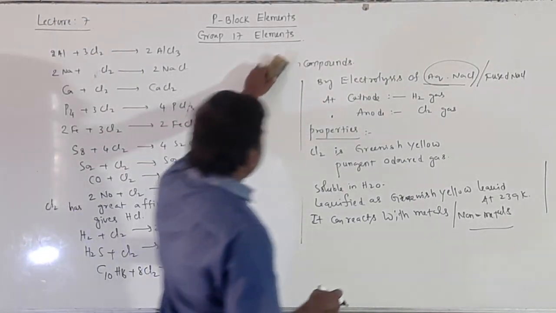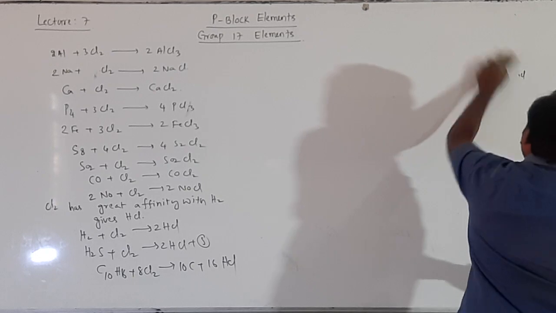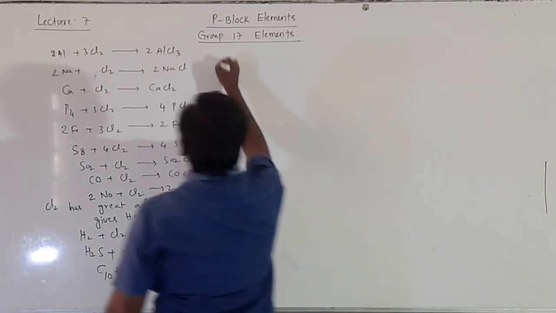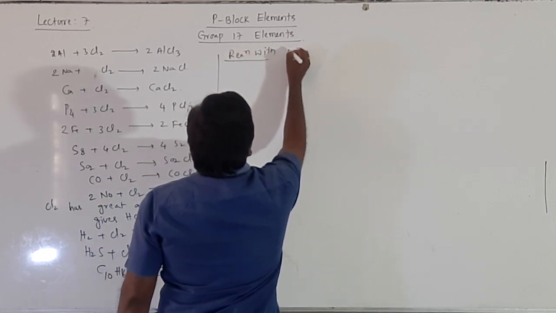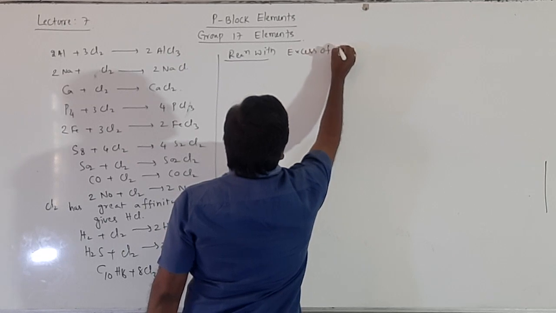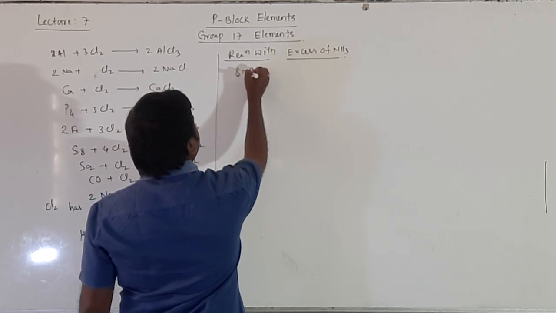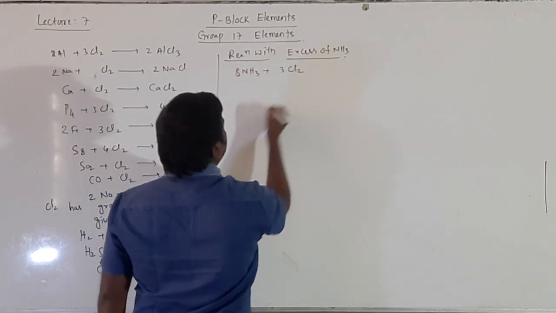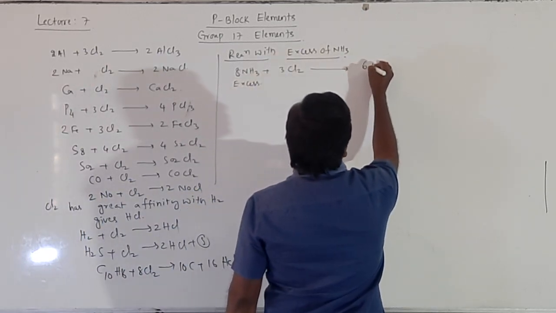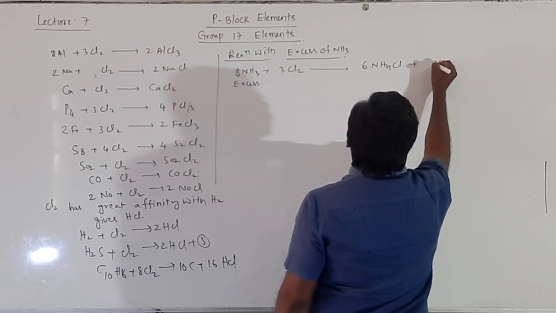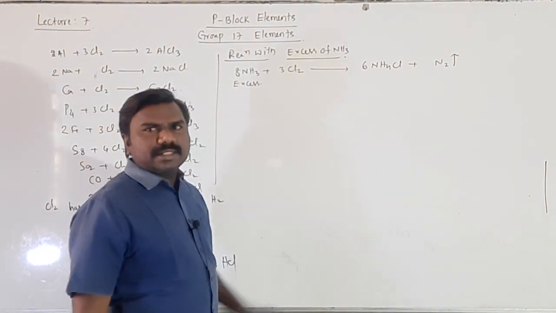Afterwards, it can react with ammonia, sodium hydroxide, and calcium hydroxide. Reaction with excess NH3, meaning concentrated: 8 moles of NH3 reacts with 3 moles of chlorine, in excess, then gives rise to 6 moles of NH4Cl plus nitrogen gas. Excess means concentrated.